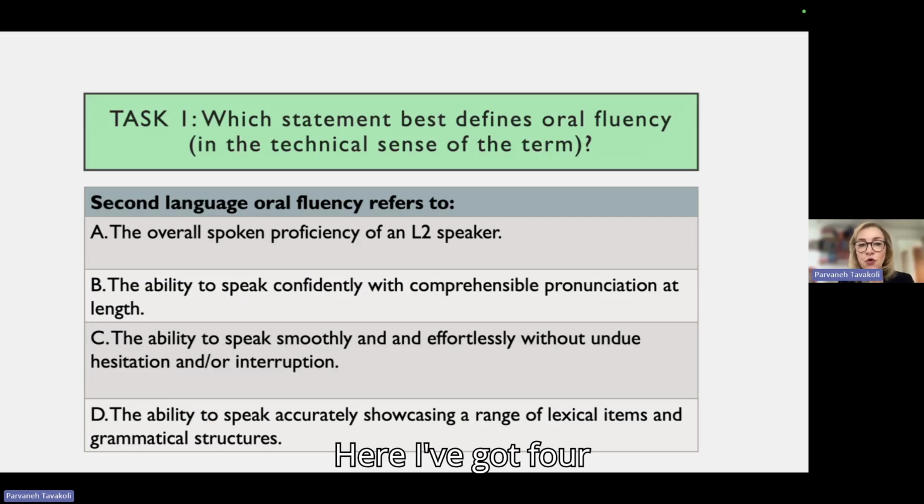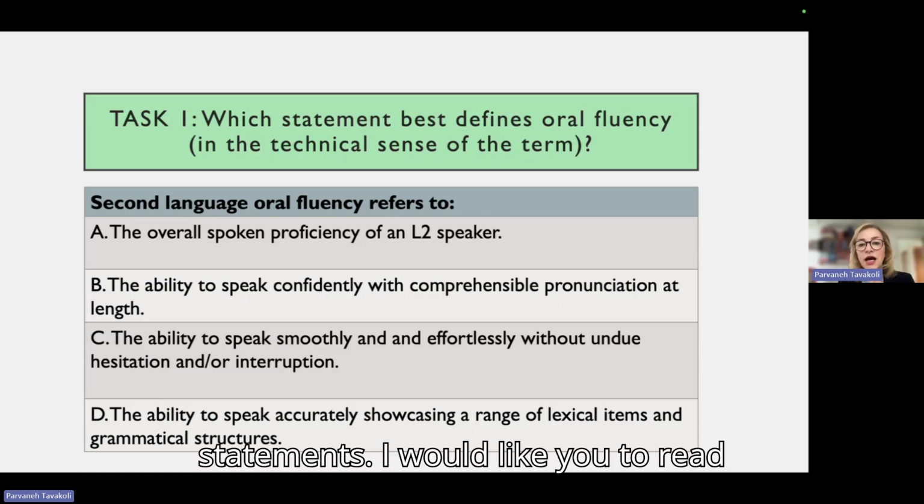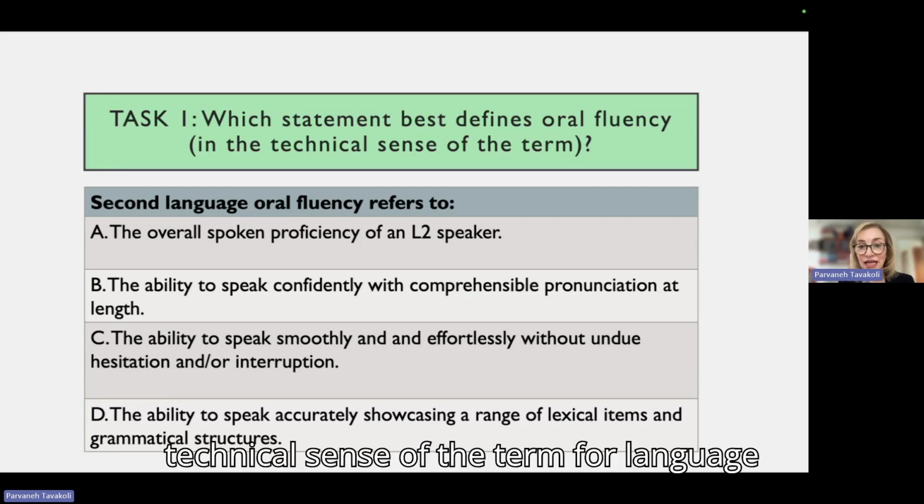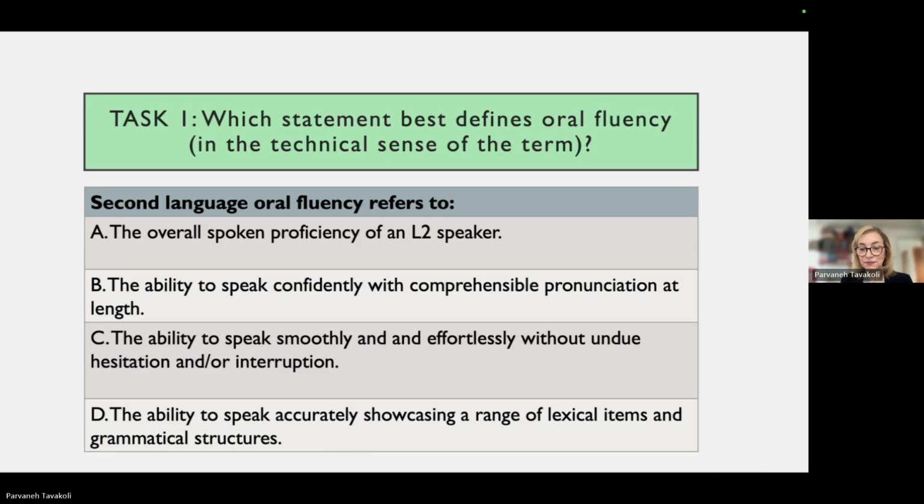Here I've got 4 statements. I would like you to read these statements and put in the chat A, B, C, or D that best defines oral fluency in the technical sense of the term for language assessment. Which statement? A, B, C, or D?